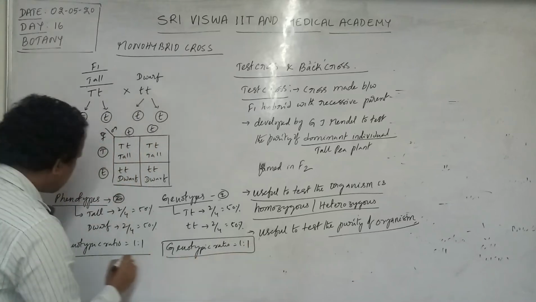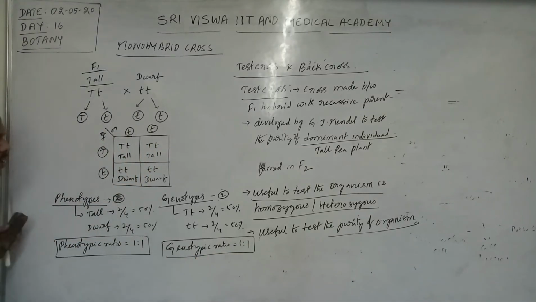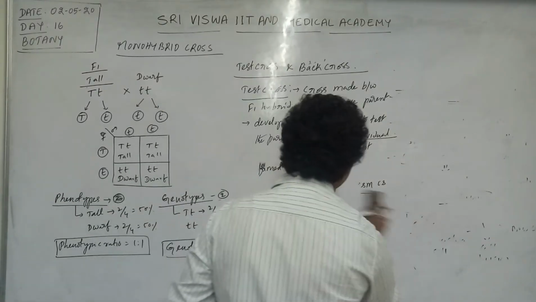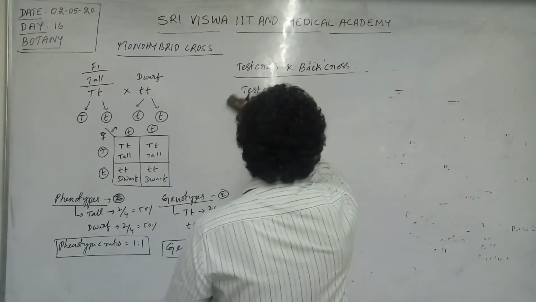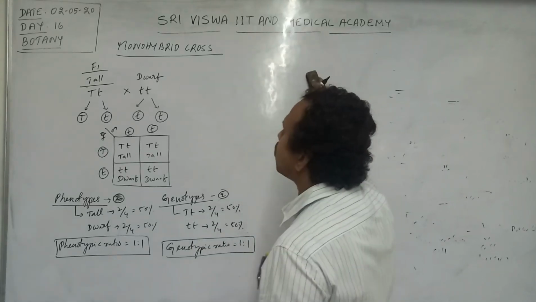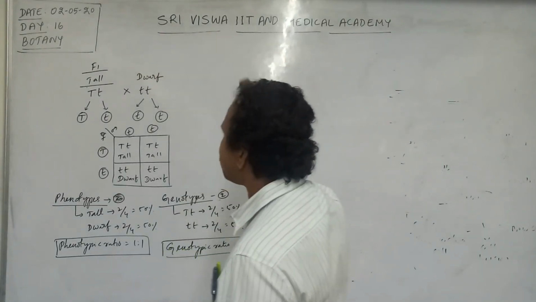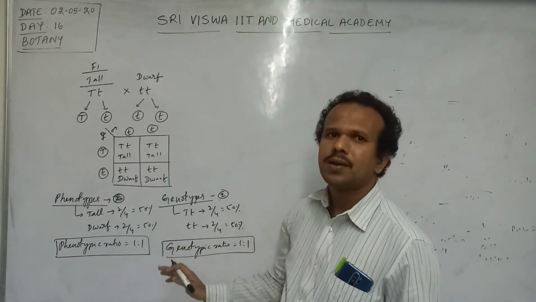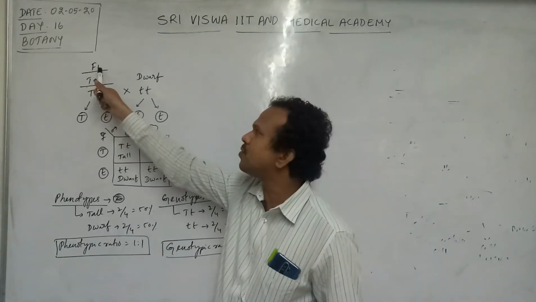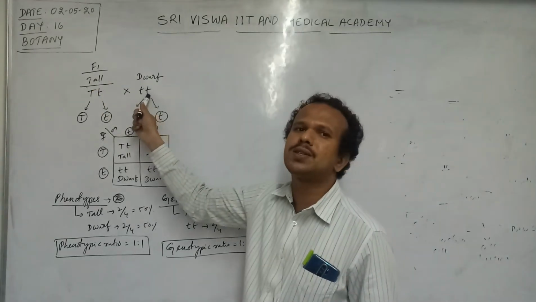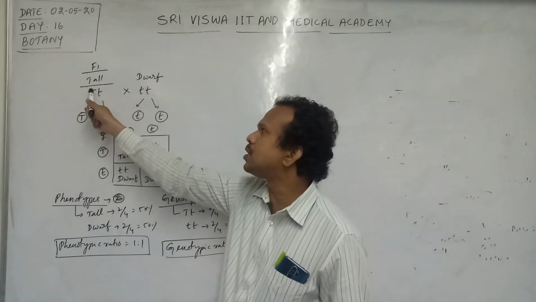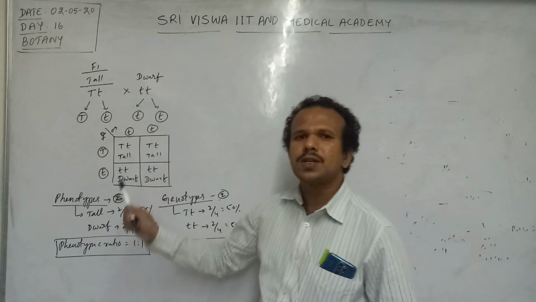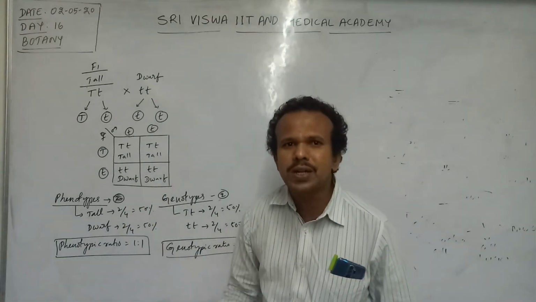1:1. Very important. In monohybrid test cross, phenotypic ratio is 1:1. Genotypic ratio is also 1:1. Phenotypic and genotypic ratios remain same. Very simple cross. Test cross is nothing but a cross made between F1 hybrid with recessive parent. F1 hybrid genotype is capital T small t. Then this cross is mainly useful to test the purity of the organism.